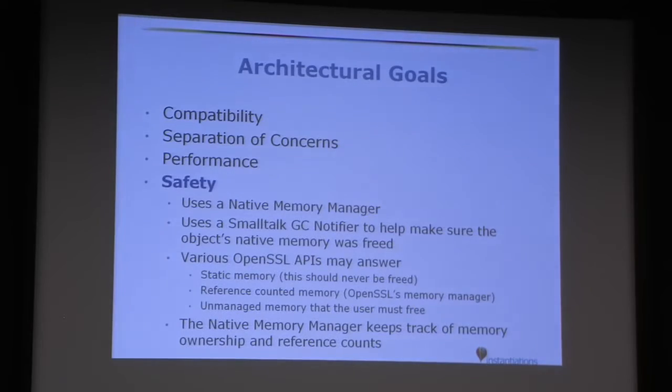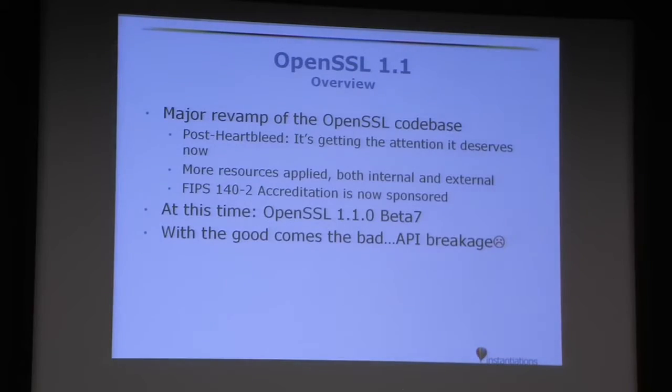And so it's got its own internal reference counter and handles this for you, to keep the details of C away from you. So OpenSSL 1.1, major revamp, as I said. Post-Heartbleed, the good news is the accreditation process, FIPS 140-2, is now sponsored, so that'll be moving forward. John touched upon today, I think a little bit, that it's still in beta. We certainly hope that by our release at Q4 it's released, but we just keep up with the betas as they come out.